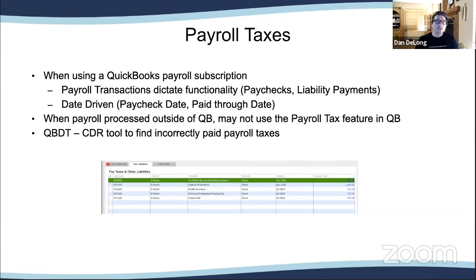It's kind of like what Michelle was talking about with undeposited funds. You have to create a zero liability payment, and then offset whatever account that they used on the check, so that it's a zero payment, but the paid through date is correct, and it's actually a liability payment there.